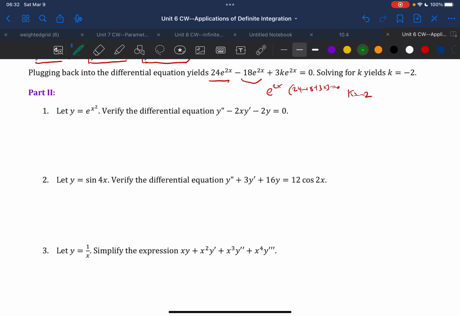Okay, so we'll start with number 1. y equals e to the x squared. Verify this differential equation. So I see I need y prime and y double prime. So y prime, you do the chain rule, so it's 2x times e to the x squared.